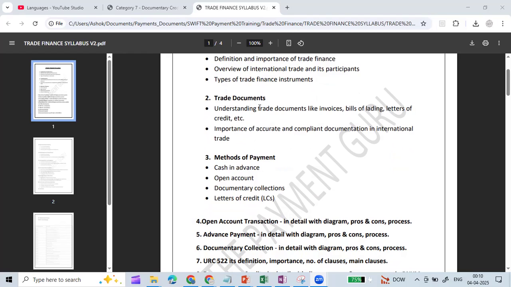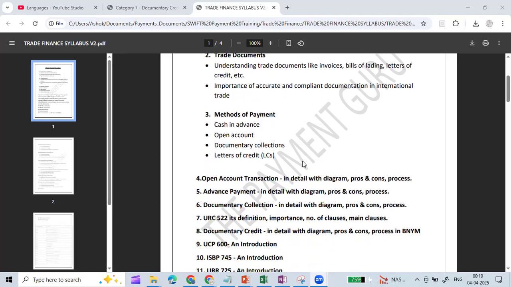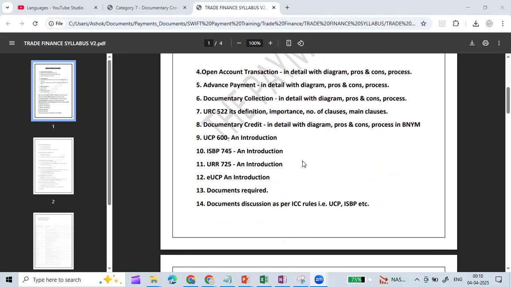Then we'll go and learn about the trade documents, like invoices, bills of lading, letters of credit, etc. Importance of accurate and compliant documentation in international trade. And then we'll learn about the methods of payment: cash in advance, open account, documentary collections, letters of credit. When we touch base on these topics, we are going to cover multiple use cases. We are going to help you understand from very layman's terminology, which will help you to understand the trade, import, export areas.